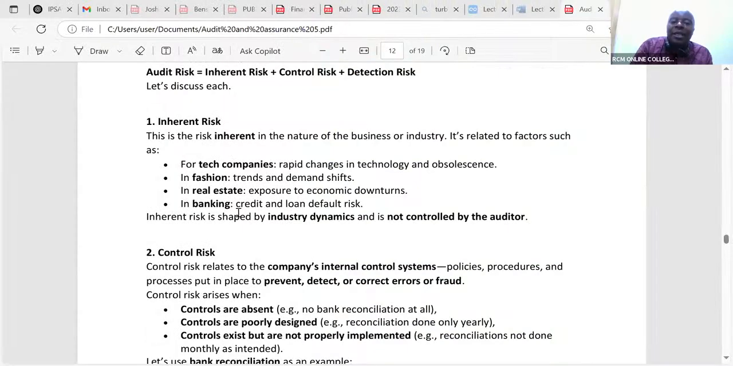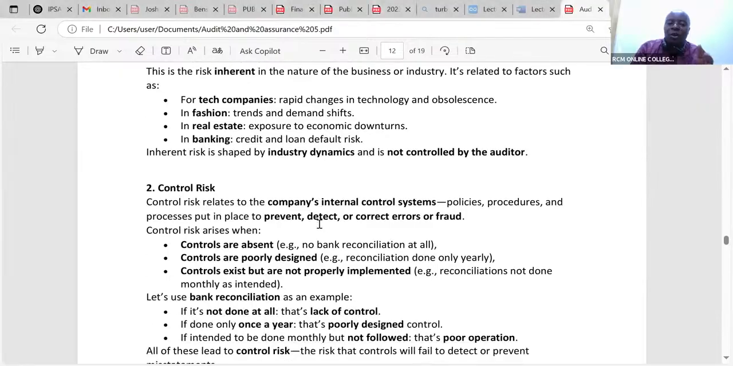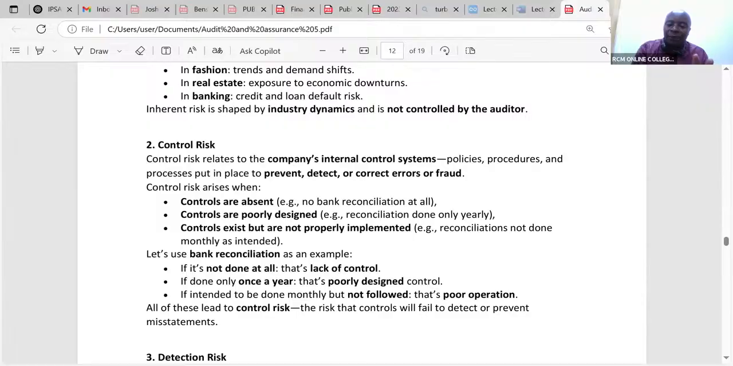So in banking, credit and loan default risk is normally very high. Inherent risk is shaped by industry dynamics and is not controlled by the auditor. Then number two, what we call control risk. Ladies and gentlemen, please allow me to explain something.